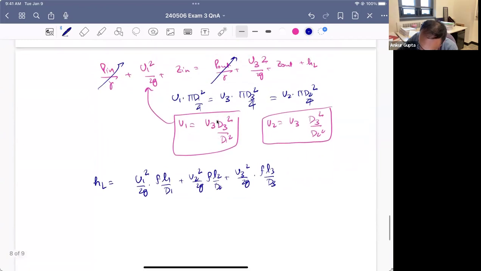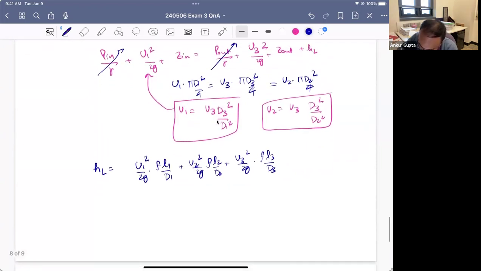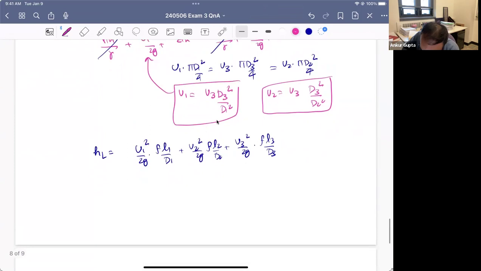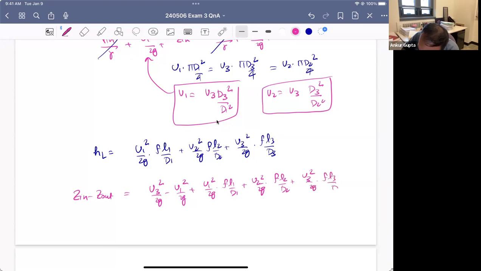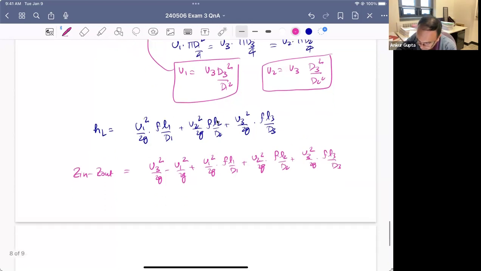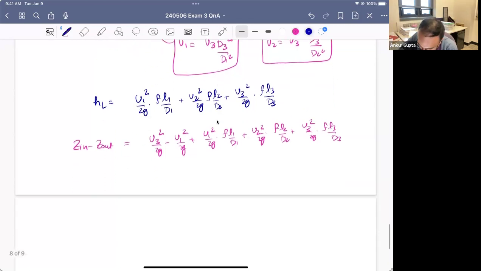All right, so now we come to the substitution part. I want to substitute everything in terms of U3. So I'll come to Z in minus Z out. So Z in minus Z out is equal to U3 square by 2G minus U1 square by 2G plus U1 square by 2G into FL1 by D1 plus U2 square by 2G into FL2 by D2 plus U3 square by 2G into FL3 by D3. Now, luckily, friction factor has been given to us as constant, so we don't have to worry about it. And I can just take it out from the system.